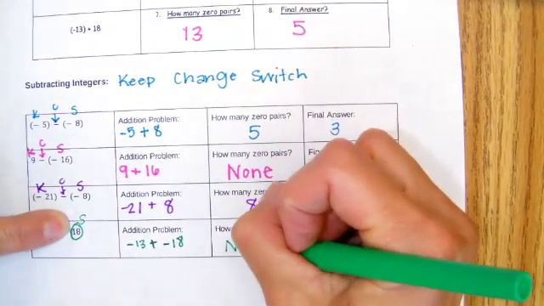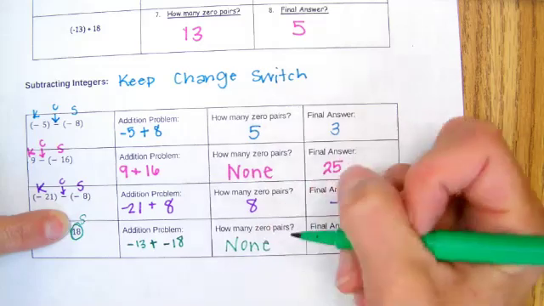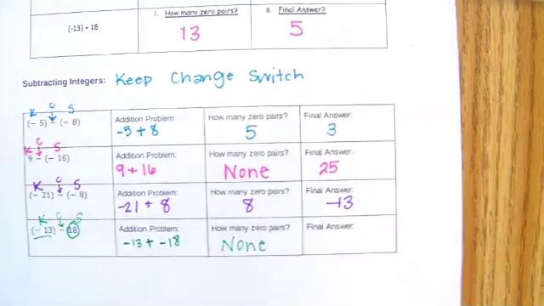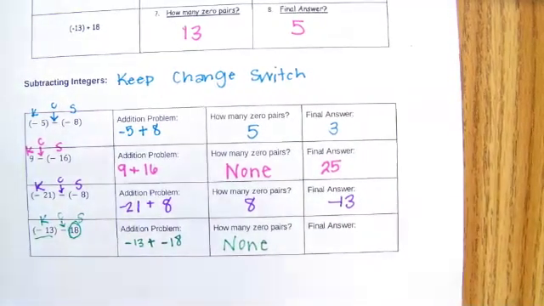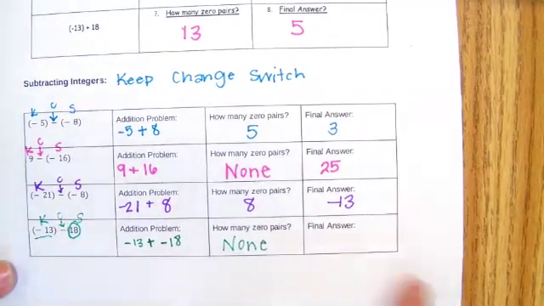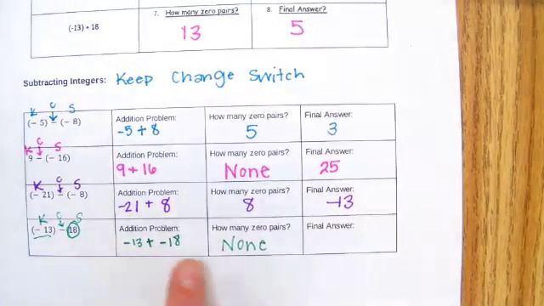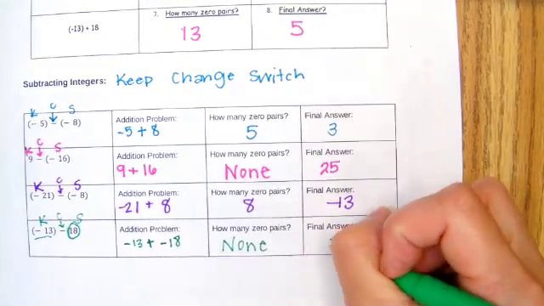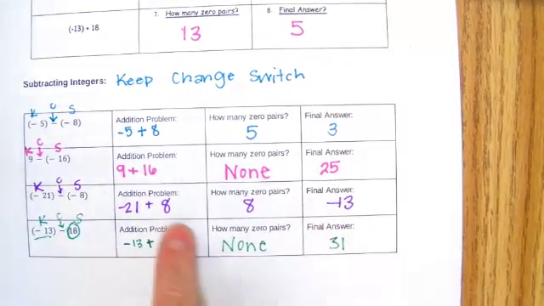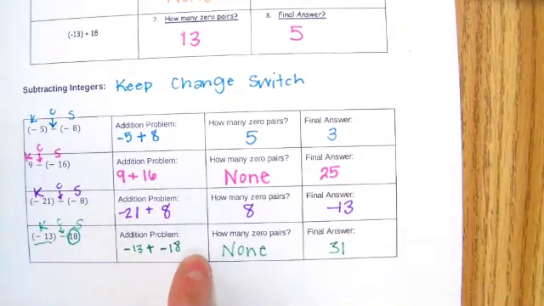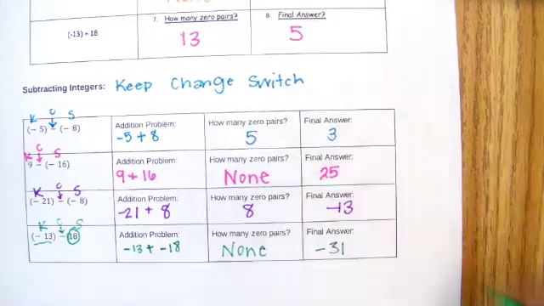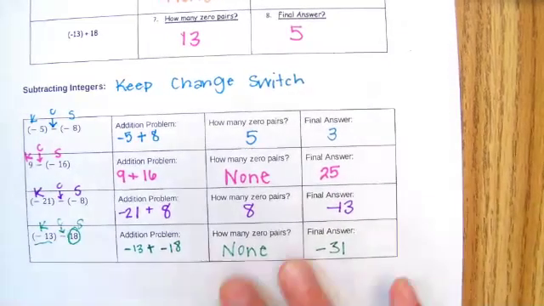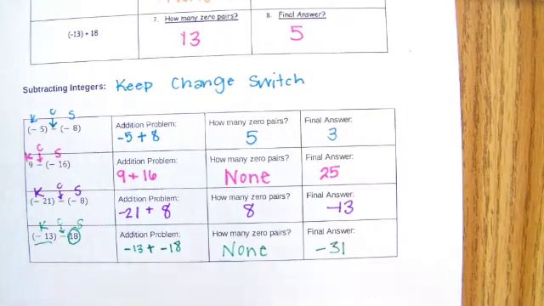So we have no 0 pairs, right? And if we have no 0 pairs, we don't subtract, we add them all up. So 13 plus 18 is going to give us how much? 31. Now, are they all going to be positive or are they all going to be negative? They're all going to be negative. And that's our answer.